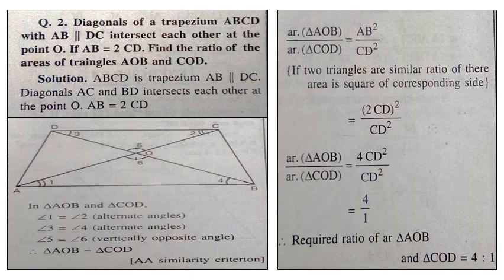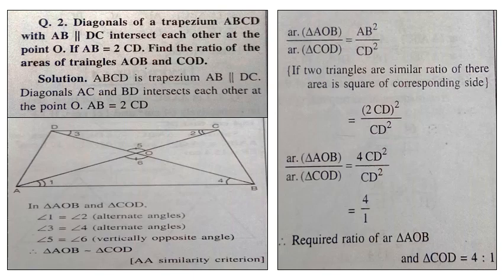So in triangles AOB and COD, three angles are equal. Therefore, triangle AOB is similar to triangle COD by AA similarity criterion. Since the two triangles are similar, now we can find the ratio of their areas.